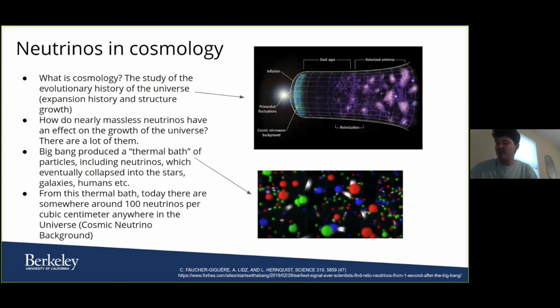All right, so how do these little tiny neutrinos that are almost massless end up having an effect on something as large as the observable universe and how it evolves over time? And the answer is that the Big Bang produced a ton of these guys. In the Big Bang, there was this thermal bath of particles that was produced, including neutrinos and other things like electrons and photons and whatnot. And from this bath, today, there are still 100 neutrinos per cubic centimeter anywhere in the universe. It doesn't matter where you are. And these leftover neutrinos from the Big Bang are called the cosmic neutrino background. And they're what's important to a cosmologist in terms of studying the universe's expansion history.